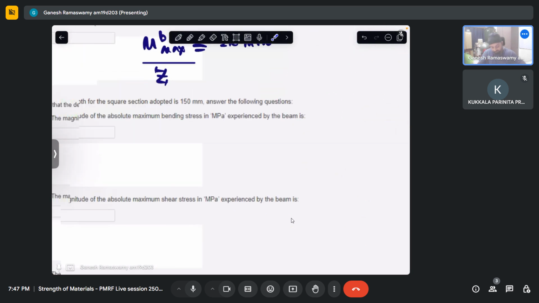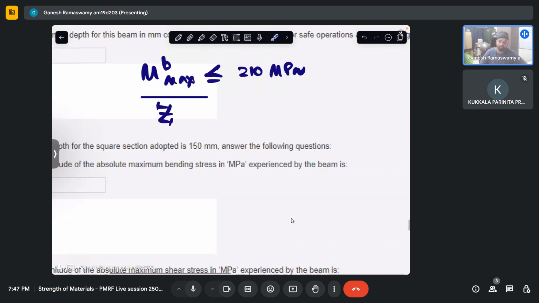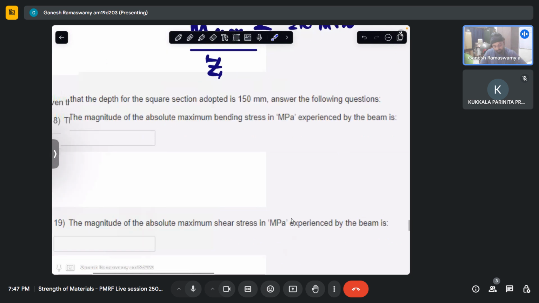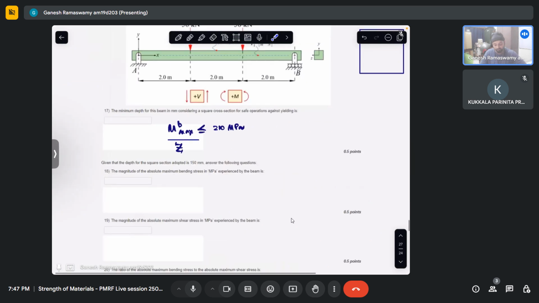Now they are saying that given the depth adopted for the square is 150 mm, whatever comes from design, that is fine from the previous one, but we have adopted 150 mm. Now I have to answer what is the absolute maximum bending stress. So it is just the reverse of this. Now this will be sigma xx, and Z gets calculated based on 150. And what is the stress is what they are asking.